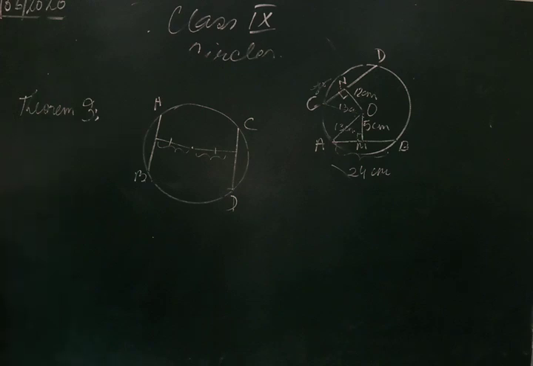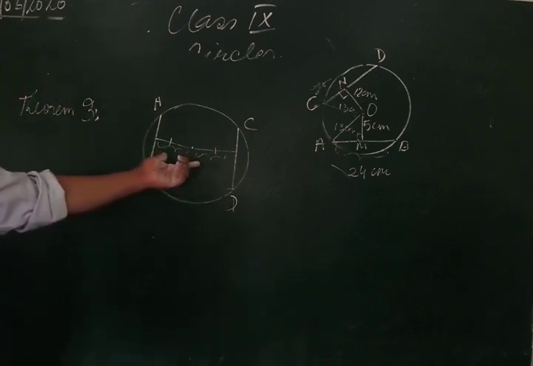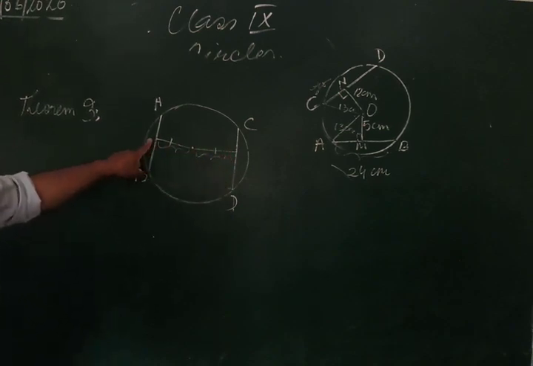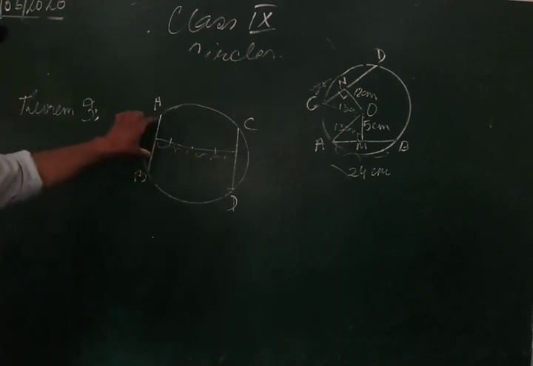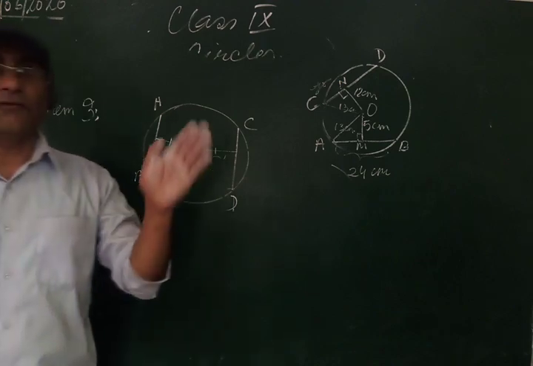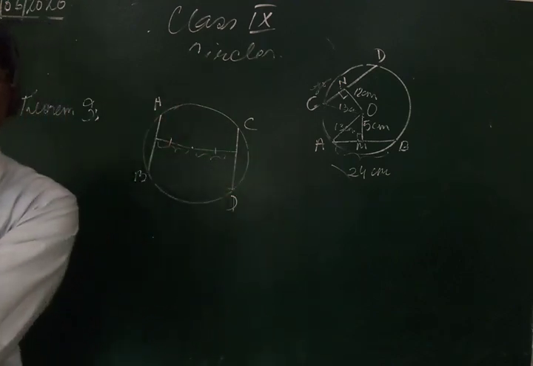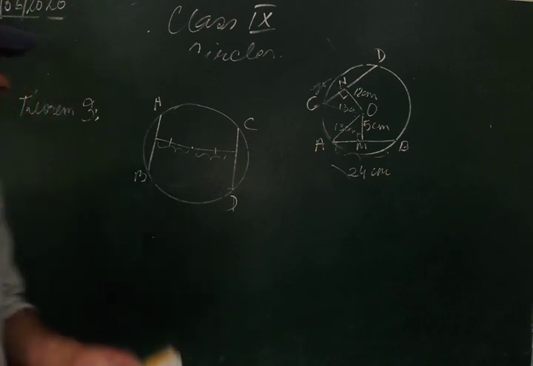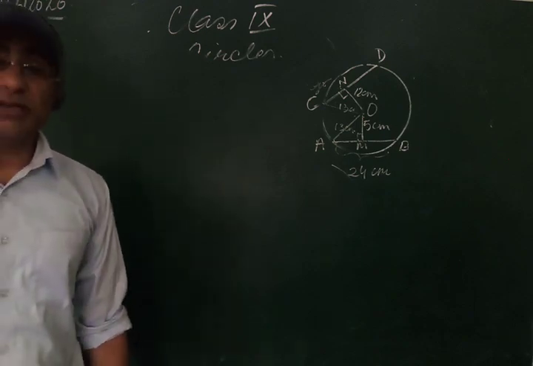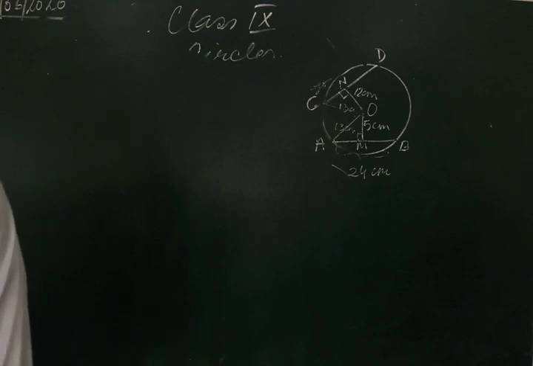The converse of that theorem is that if the distance between the center to the chord and the distance between the center to the other chord are equal, then the chords are also equal. Just one theorem is the converse of the other one. First theorem is the converse of the second one. Third theorem is the converse of the fourth one. Remember these four theorems. So with the help of these theorems, you can easily calculate the values of the chords or the distance or the radius, whatever has been asked.